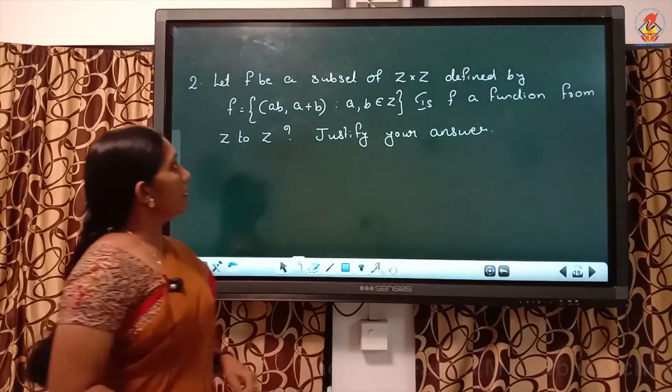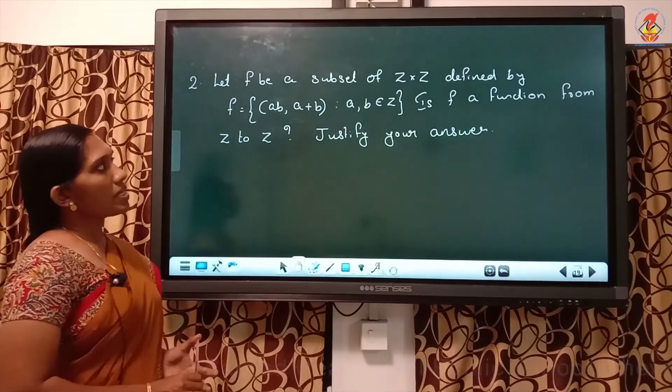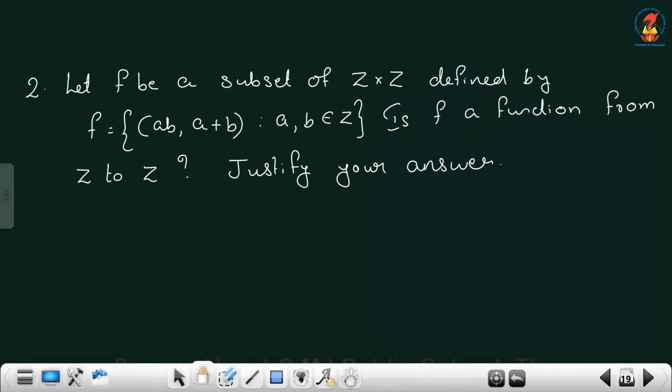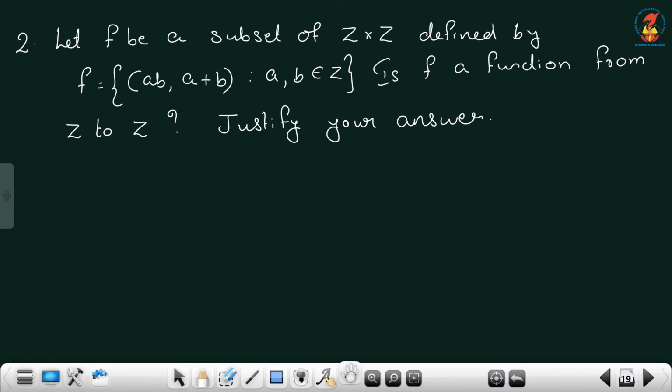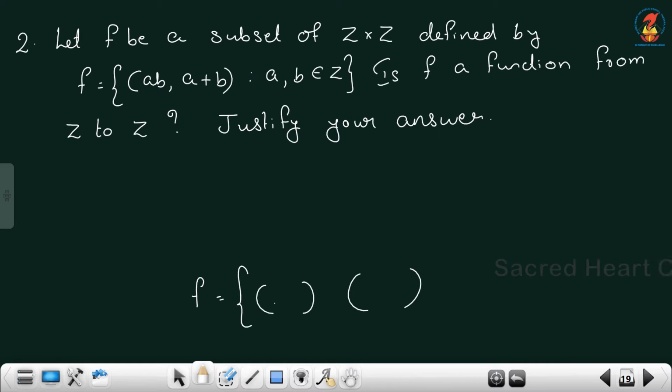Now the second question. F is a subset of Z × Z, defined by F equal to the set of ordered pairs (ab, a + b), where a and b are integers. Is F a function from Z to Z? Justify your answer. So F is a subset of Z × Z, so F is a set of ordered pairs. The first and second elements are integers. Okay. Then we have to check whether this F is a function or not.